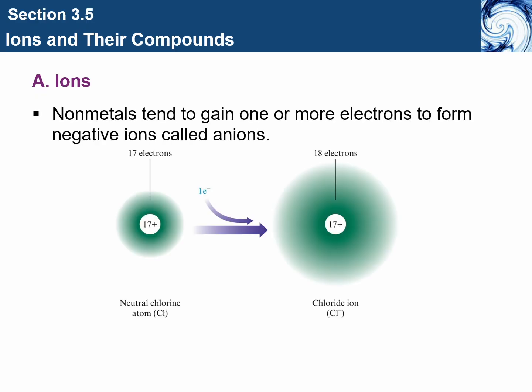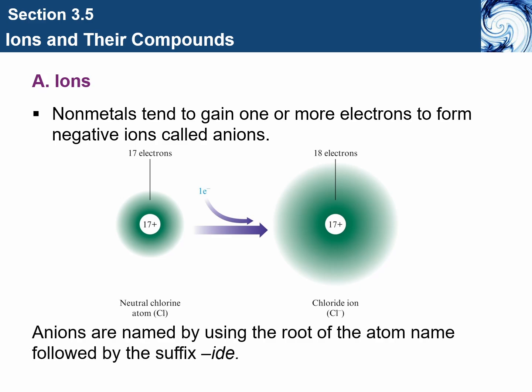Nonmetals tend to gain one or more electrons and form negative ions called anions. The diagram shows the neutral chlorine atom gaining one electron. The nucleus still has 17 protons, but the atom now has 18 electrons. Because it has one more negative electron than positive proton, the ion has a -1 net charge and is written as Cl-. Anions are named by using the root of the element followed by the suffix -ide. So a chlorine atom becomes a chloride ion, and we can also call it a chloride anion.